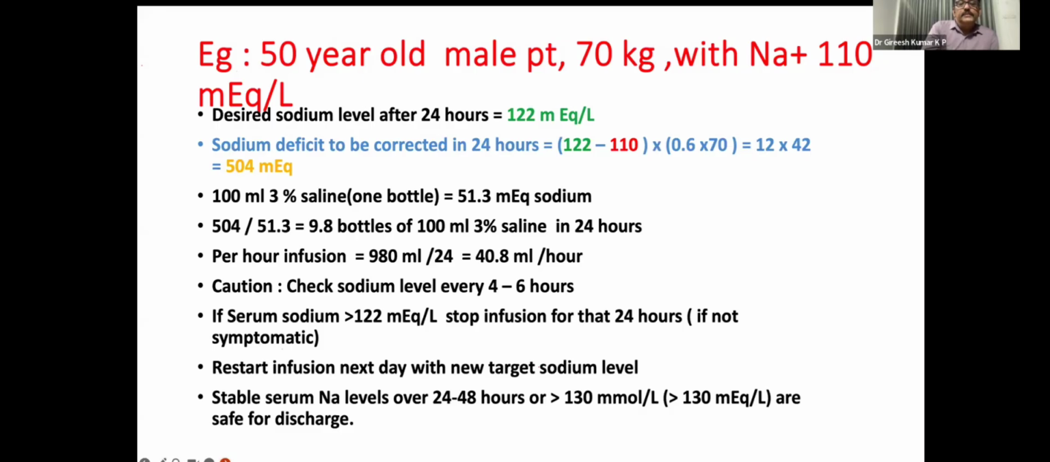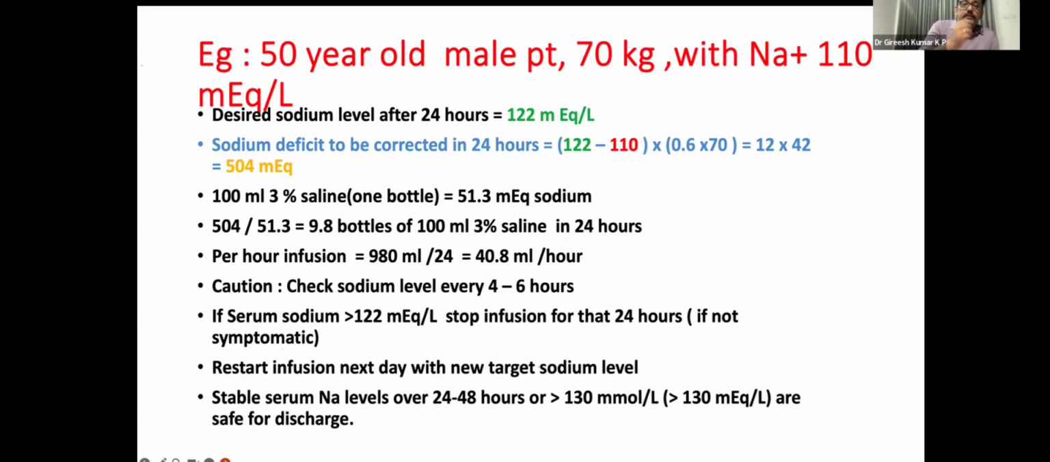Each 100 ml of 3% saline, that is one bottle, has 51.3 milliequivalents of sodium. So how many bottles you require to correct the sodium deficiency is given here. That is around 9.8 bottles, so you take it as 10 bottles. 10 bottles of 3% saline are required. That means 1 liter of 3% saline is required to correct this patient's sodium deficiency.